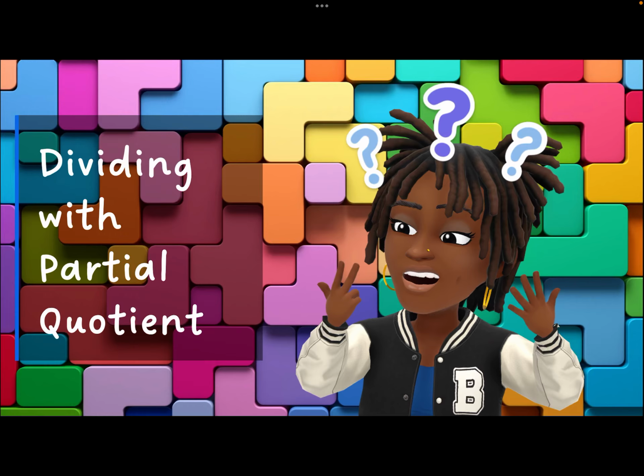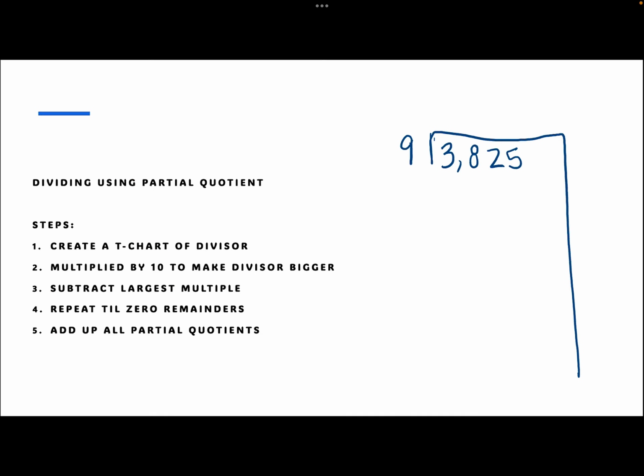Okay, so let's look at dividing with partial quotient. We talked about dividing using the box method. This is just another option that you can use if you need help with dividing. So let's go ahead and get started with the first problem. But first, let's look at our steps.